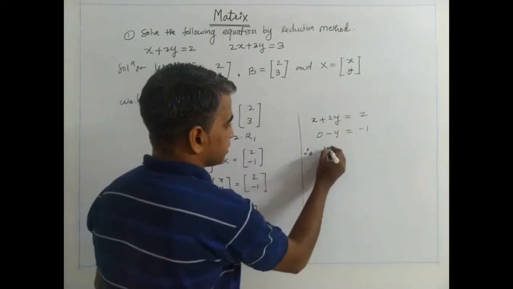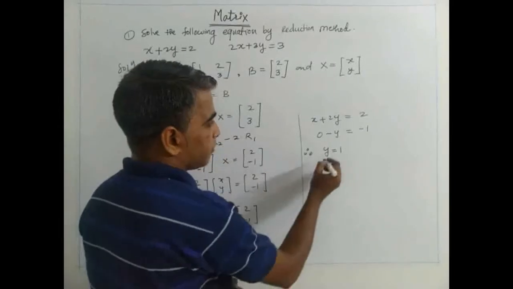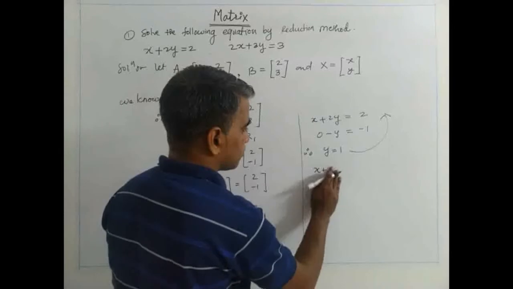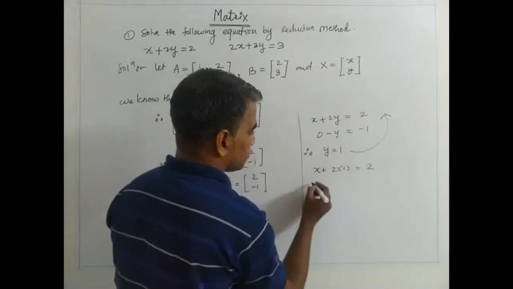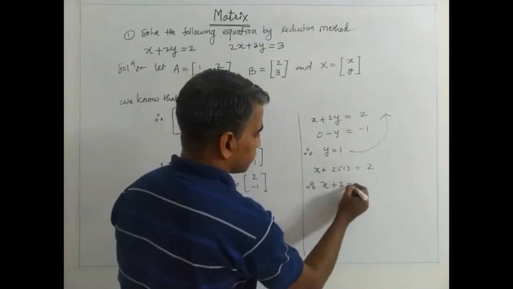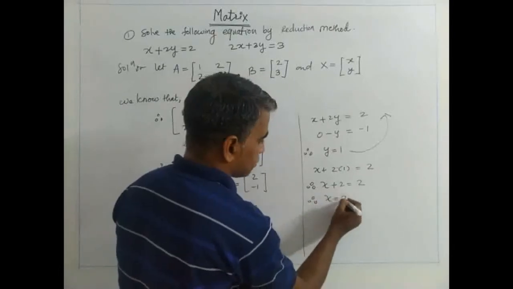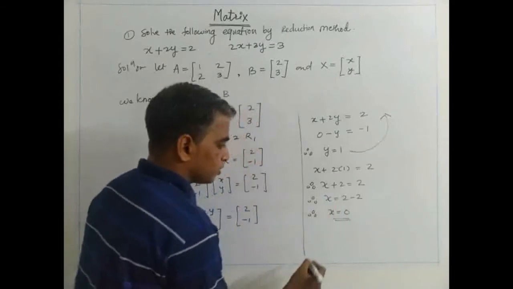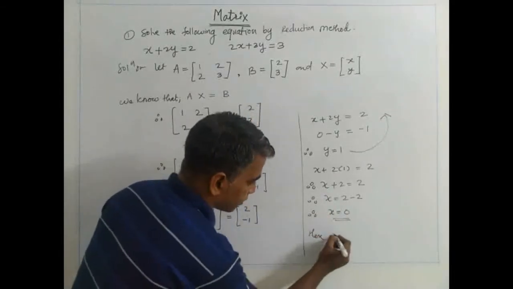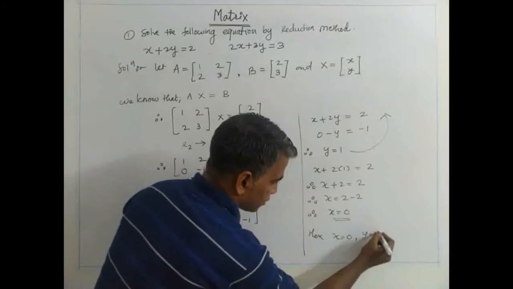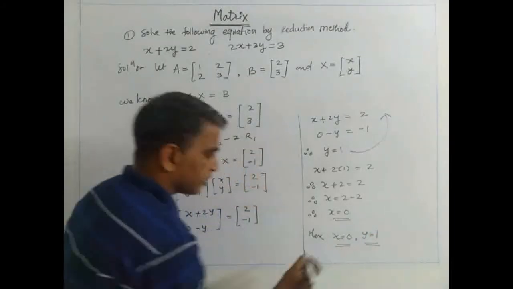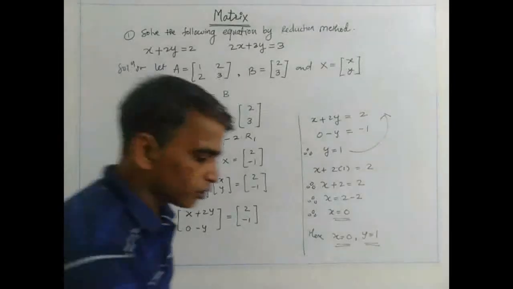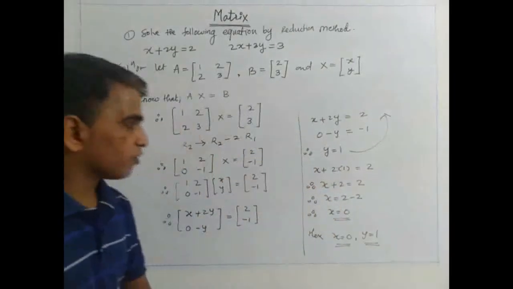By using the second equation, easily y is equal to 1, and when we substitute this value in the first equation, we get x plus 2 into 1 is equal to 2. Therefore x plus 2 is equal to 2, therefore x is equal to 2 minus 2, therefore x is equal to 0. So we got the solution: x is equal to 0 and y is equal to 1. If we check, in both methods we got the same answers, which means both are valid choices for finding the solution of the system.